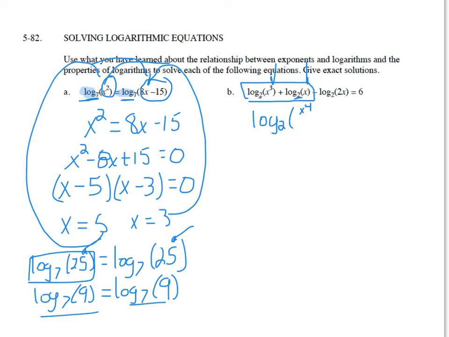Now the minus log base 2 of 2x gives us dividing by 2x. So remember, when you subtract logs of the same base, that's like dividing their values inside the parentheses.